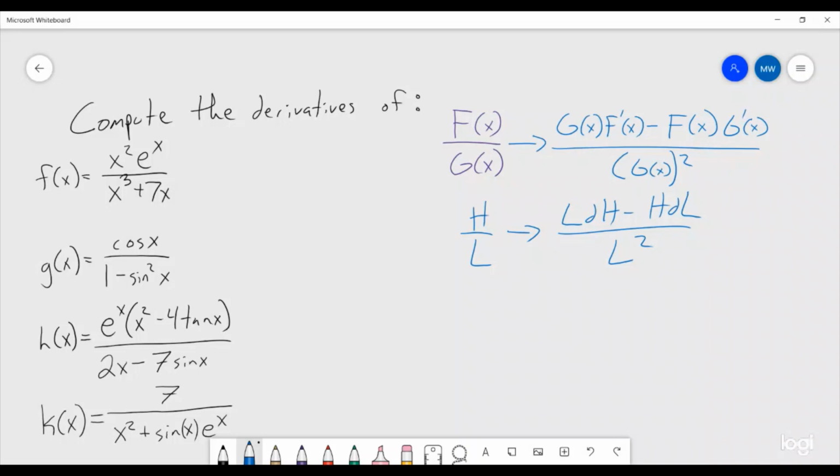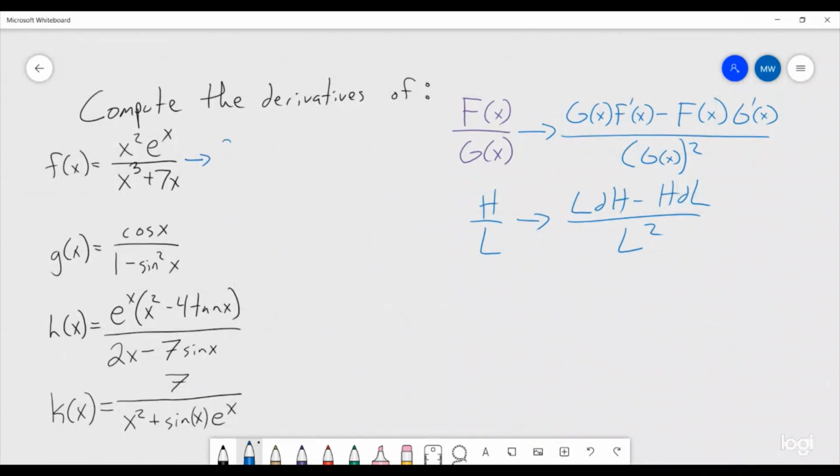Or a little tune that I've used several times goes low d high minus high d low over low low. Like, that's another one to help you remember it. So just find a way to remember the quotient rule, and then from there you can just go and use it to your heart's content, and probably a little bit past that as well. But if we were to try and compute the following derivatives, let's compute the first one.